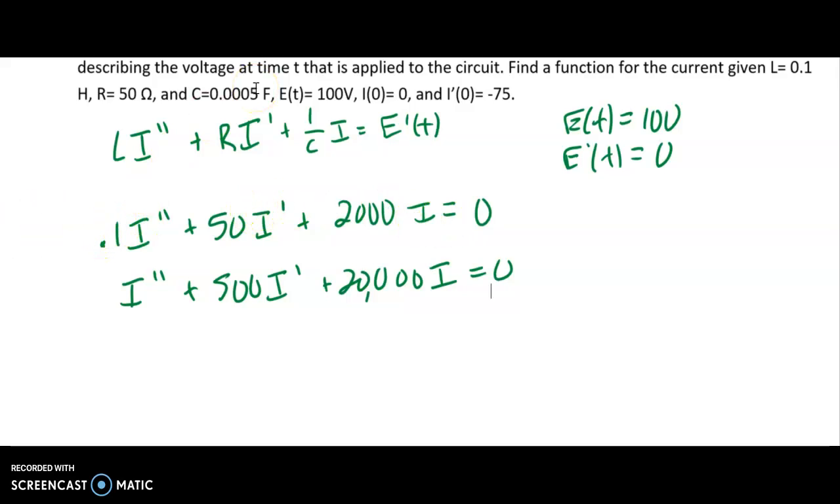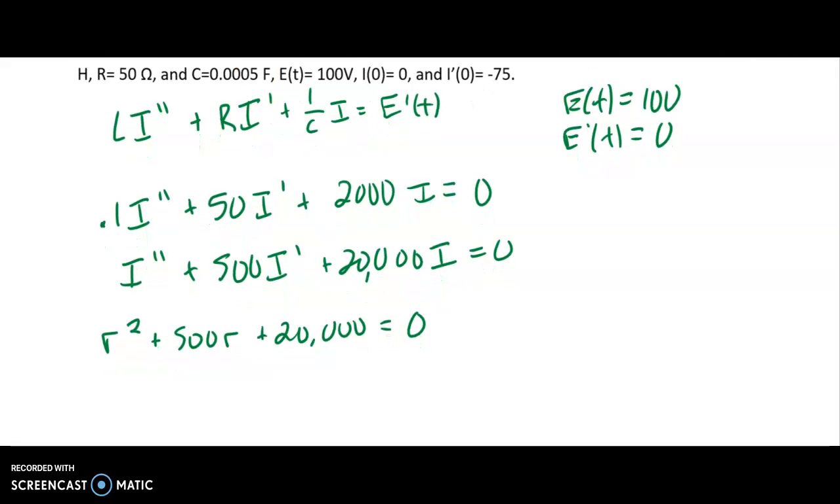So from there, characteristic equation, r squared plus 500r plus 20,000 is equal to 0. So there are a variety of ways to do this. One way would be to use the quadratic formula. Another way would be to try to factor. Going to be some trouble here. We could also graph it on a calculator and find the intercepts. I'm going to go ahead and complete the square for this because I like completing the square. Completing the square is nice and clean to me.